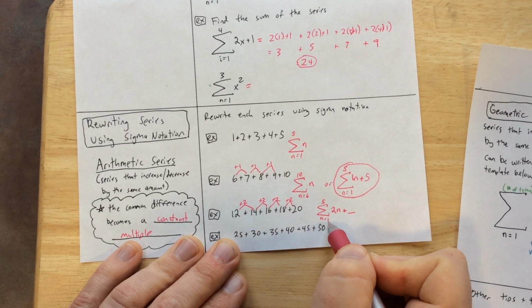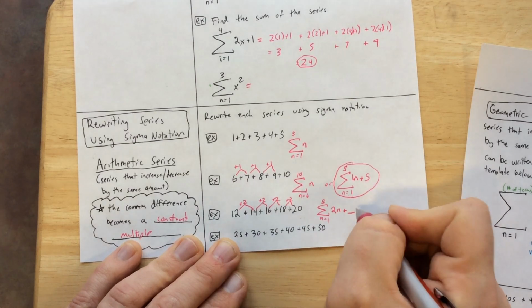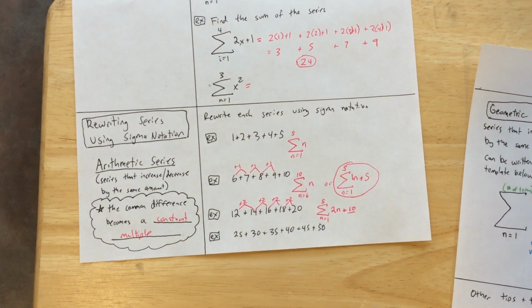So I plug in 1, which is my first number I plug in. 2 times 1 is 2, plus what equals 12? Well, 2 plus 10 is equal to 12. And so there is our solution. When I plug in 1, I get 12. When I plug in 2, I get 14. 2 times 2 is 4 plus 10, which is 14. When I plug in 3, I get 16. When I plug in 4, I get 18. When I plug in 5, I get 20. So that is the solution.